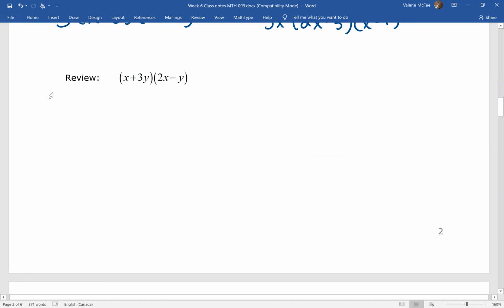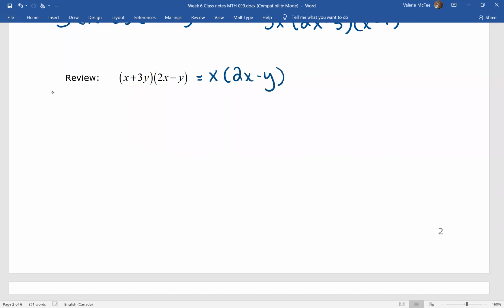Before we look at the next type of factoring, let's review another binomial multiplication. Do you see what's different about this one from the last one we practiced? There's the variable y in the second term for each bracket. We have x times the second bracket plus 3y times the second bracket. You should pause your video and multiply that out.